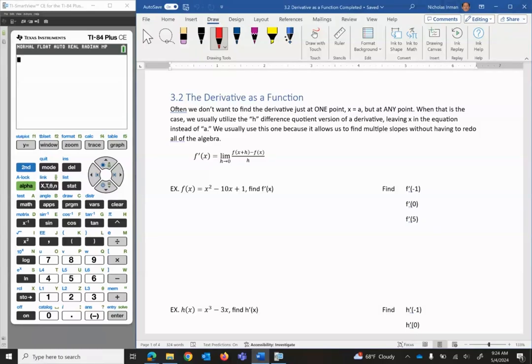Well, what we can do instead, instead of putting the a in here, like we did in the past, and doing f of a plus h minus f of a, we can leave it as an x, right? And we can just do that limit definition of a derivative, leaving x in the equation, and then we can change the x to be whatever we want later, okay? So here's what I mean.